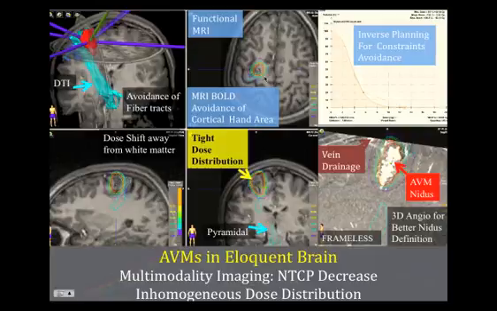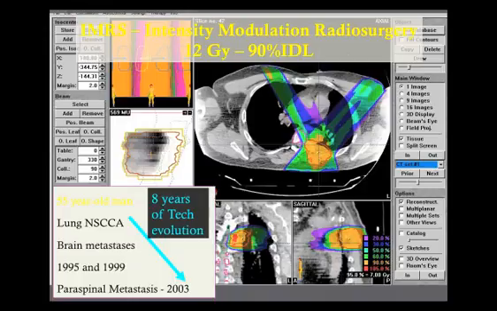For instance, an AVM in a very eloquent area is here. We are modernly using multimodality approach to try to map as best we can the organs at risk. And we do use inverse planning. Inverse planning is no more than the counterintuitive way of planning with intensity modulation that's computer generated. And here we see that we are using all this technology with the goal to decrease normal tissue complication while keeping an effective dose to obliterate the AVM.